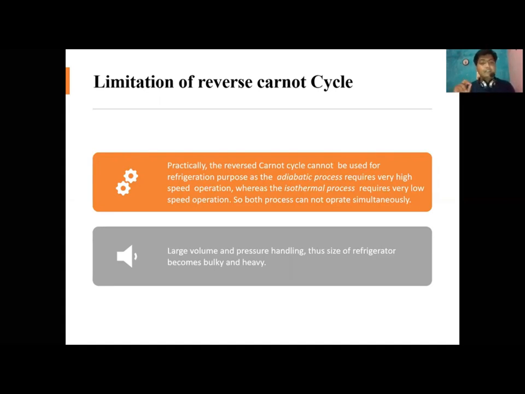Second thing, large volume and pressure handling. The volume of air and the pressure are large, so it cannot handle them. If it does handle them, the size of the refrigerator becomes bulky and heavy.